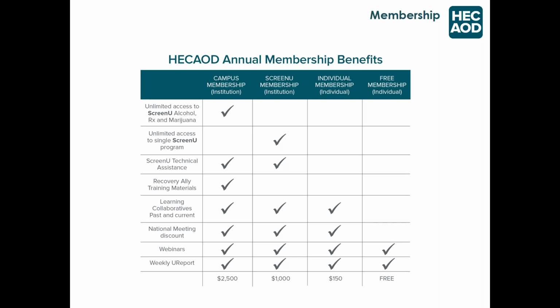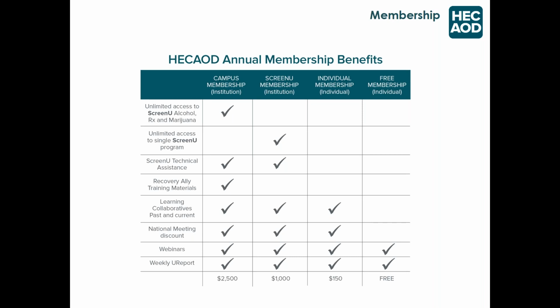But I imagine many of you are asking, okay, well, you've talked all about ScreenU, but tell me more about the nitty-gritty, the important stuff, like is there a cost associated with it? And there is for ScreenU. So the Higher Education Center moved to a membership model about a year ago, in which we've rolled up a number of our benefits to make them available to campuses, ScreenU being one of them. So a campus membership is available for $2,500 for 1 year, calendar year access. That gives you unlimited access to all 3 of our ScreenU programs, as well as technical assistance to help your campus get up and running.